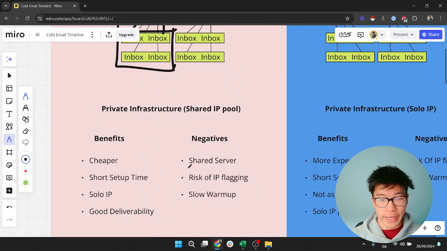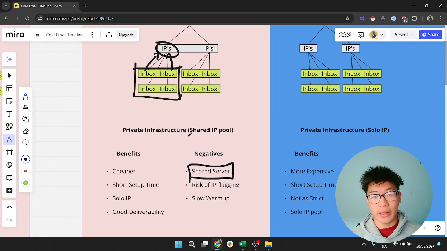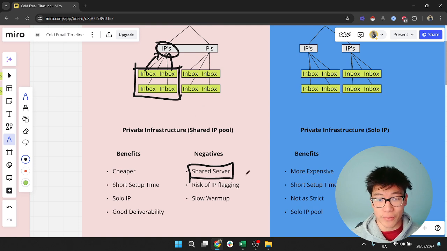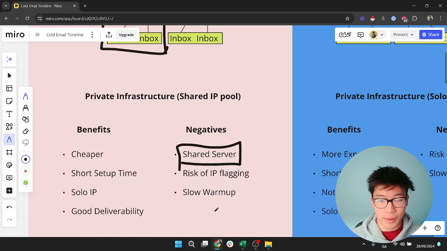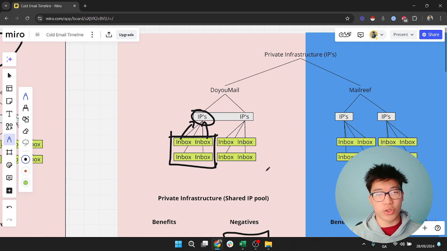The negatives are it's a shared server, which I'll explain in a second. There's the risk of the IP flagging. So if you only have one IP, then obviously if that gets flagged, there's a problem because that's your only sending IP, and you might need a few to stop getting flagged. And then you have to run a slower warm up. The reason being is when you buy an IP, usually it hasn't been warmed up or touched at all, and you have to slowly ramp it up. It's not like domains where you can just do two a day. You have to go much slower with stuff like this.